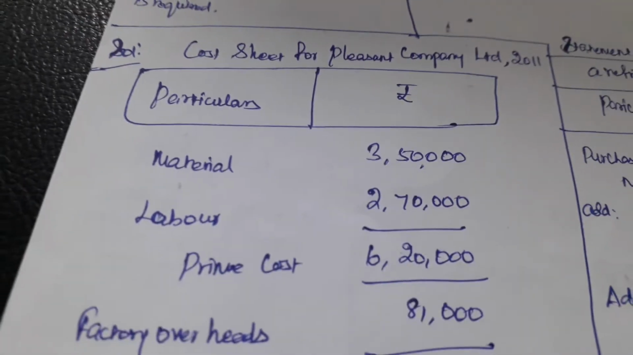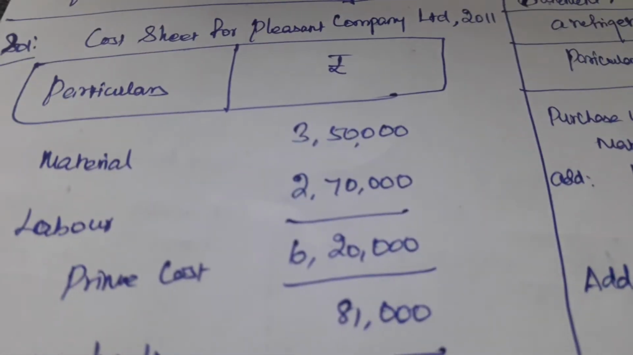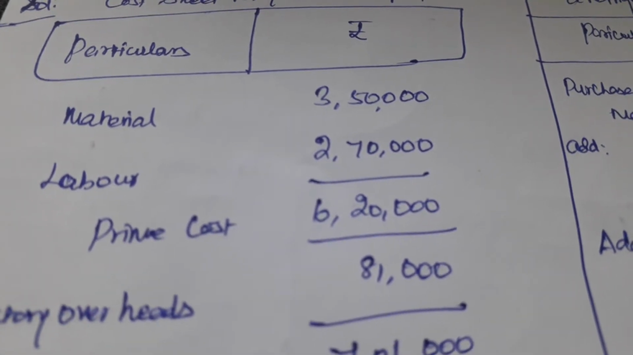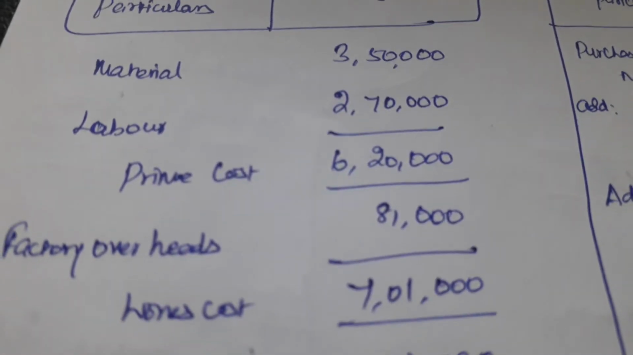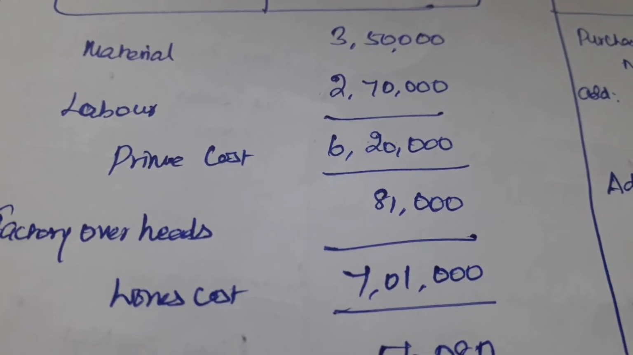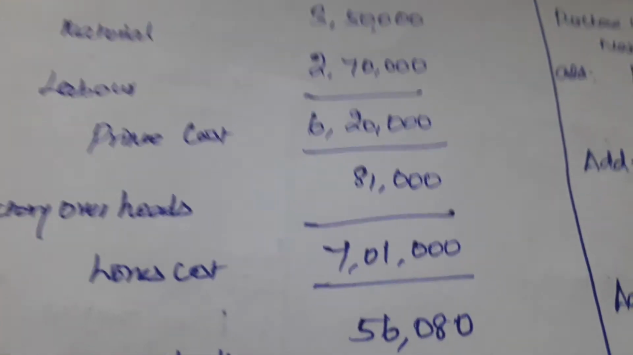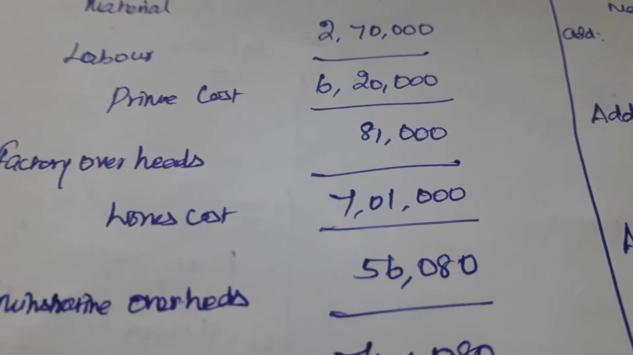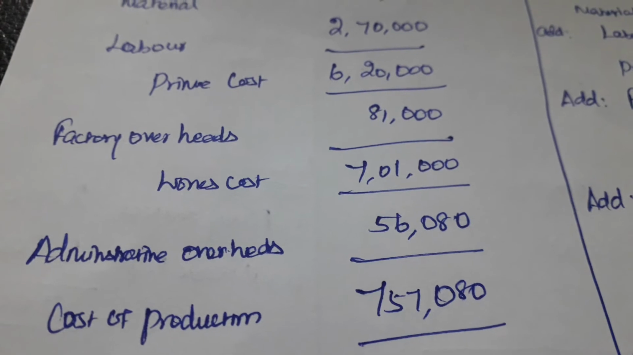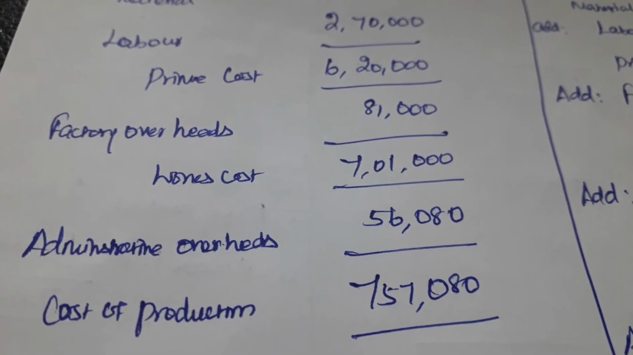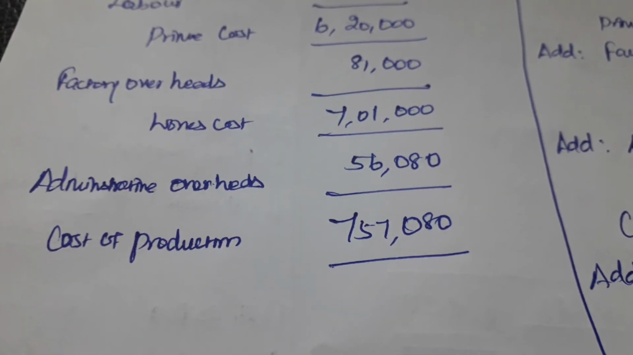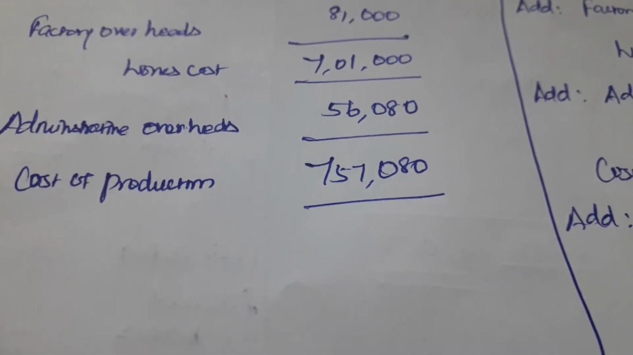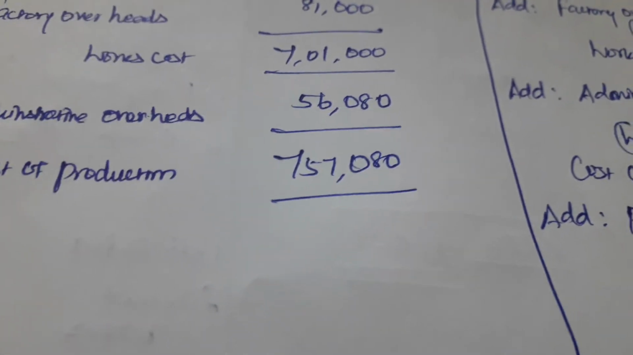First we will write the material value, then the labor value. If you add both, we get the prime cost as 6,20,000. Then we need to add the factory overheads, then we get the work cost as 7,01,000. Then we need to add the administrative overhead 56,080. Finally, we have arrived at the cost of production as 7,50,080.